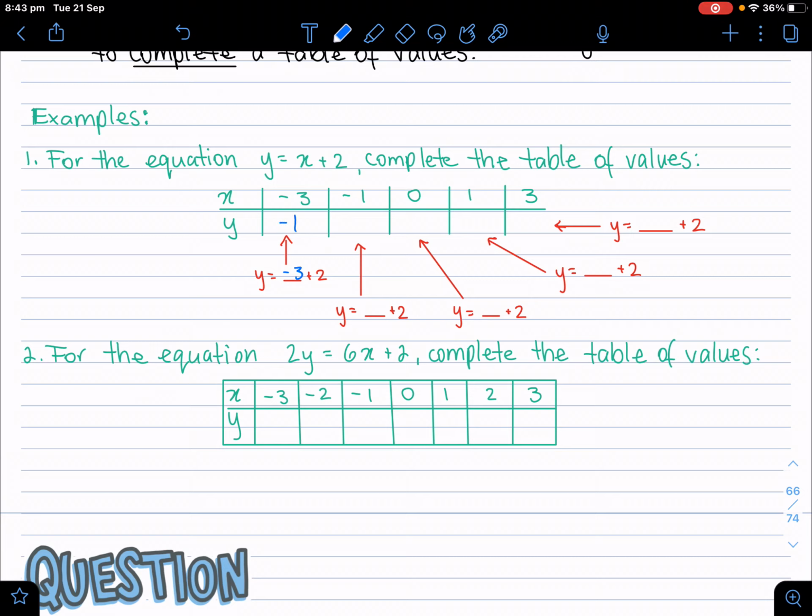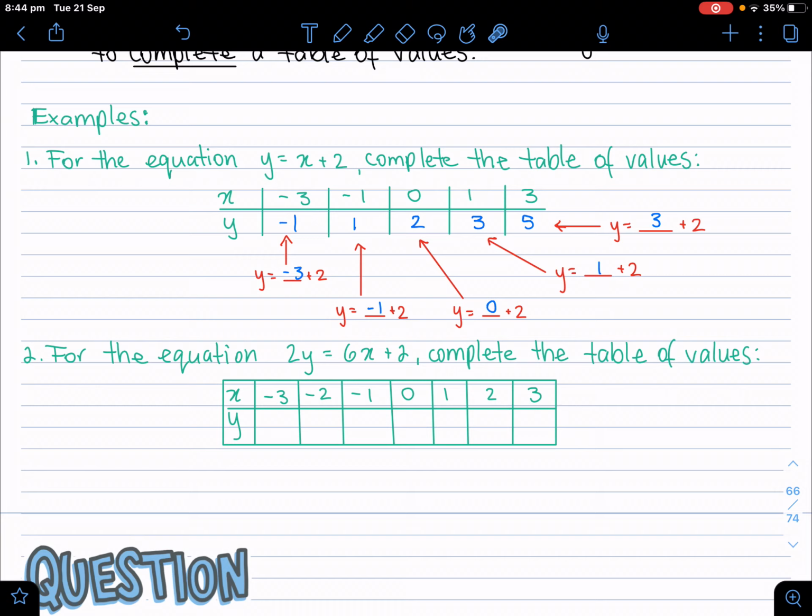Now we move over to the next column. y is going to equal whatever x is plus 2. And here, x is negative 1. So y is going to equal negative 1 plus 2, which is 1. Now let's move over to the next column. y is going to equal 0 plus 2, which is 2. And y is going to equal 1 plus 2, which is 3. And for the last one, y is going to equal 3 plus 2, which is 5.